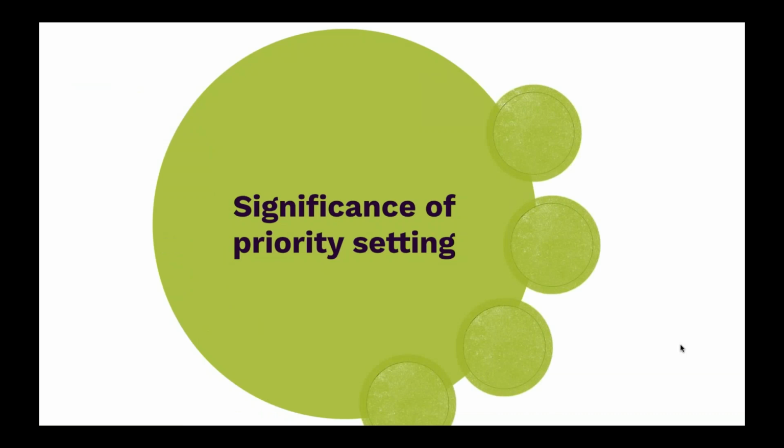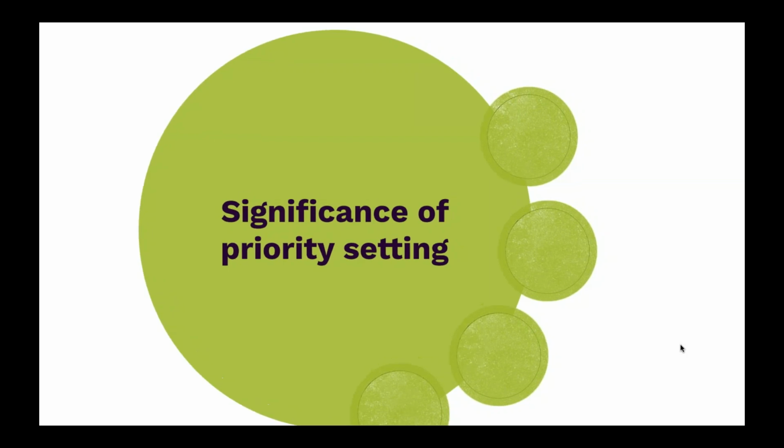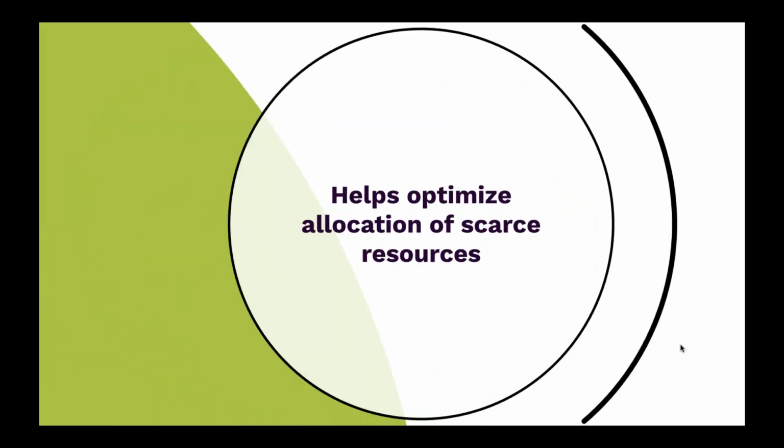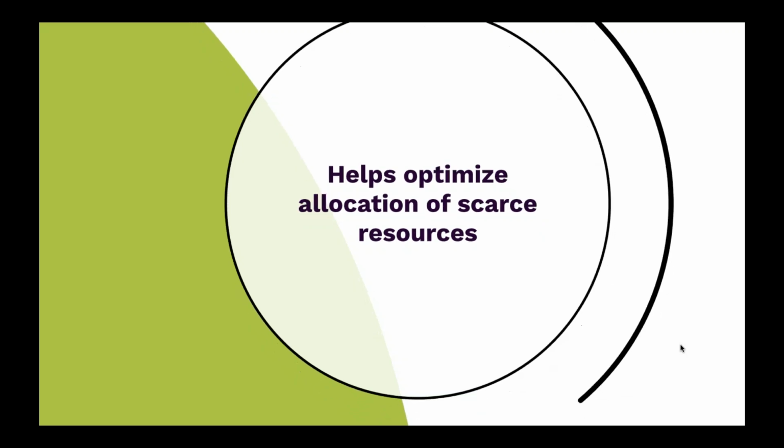Okay, so why do we do priority setting? So what's the reason? You're going to find that most of these are obvious reasons, but you'll also see later on that many of these, if not all of them, are used as criteria. So first, it helps to optimize allocations of scarce resources. I guess all of us face this challenge, and when we talk about resources, it's not just financial resources, but in most cases, it's human resources. When you have limited expertise in conducting systematic reviews, you have to decide where to allocate that expertise.